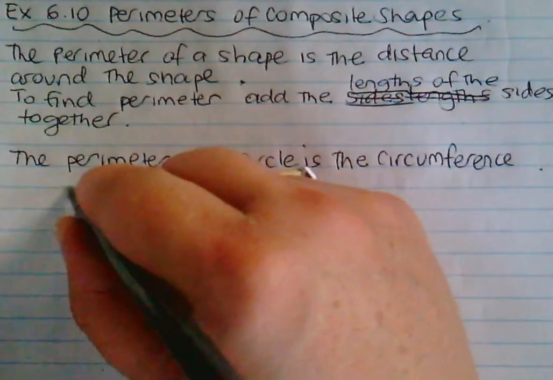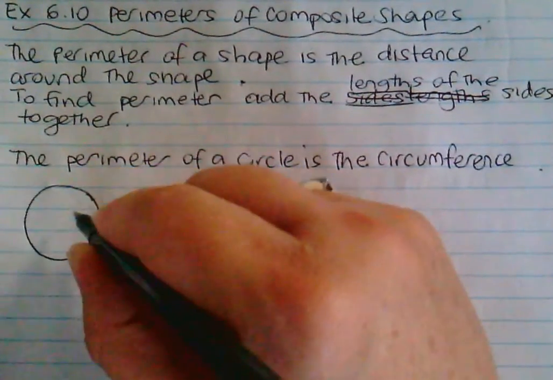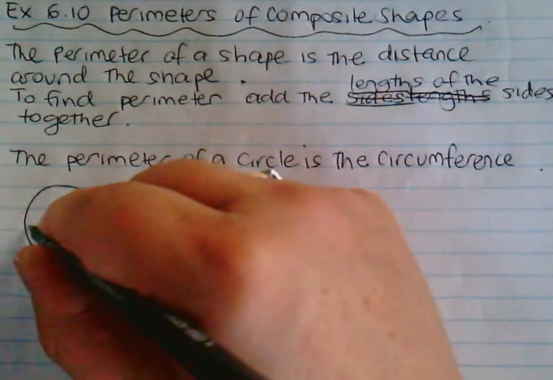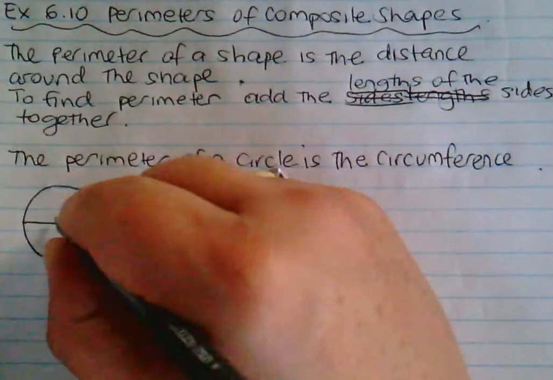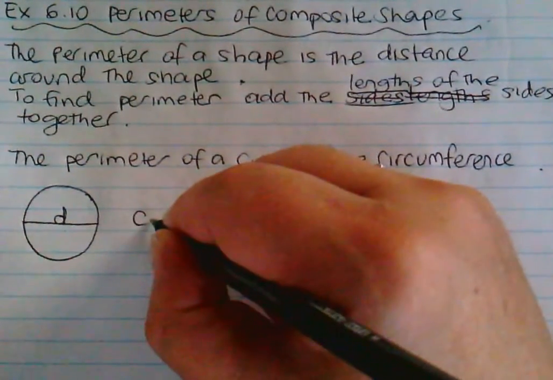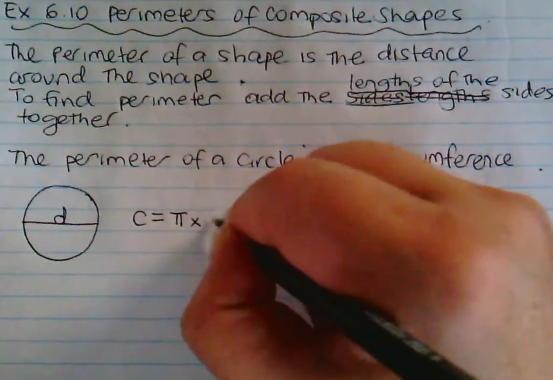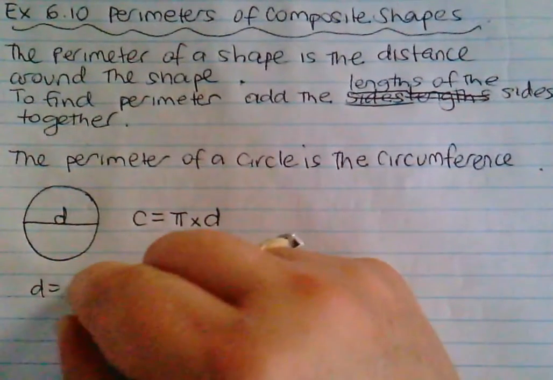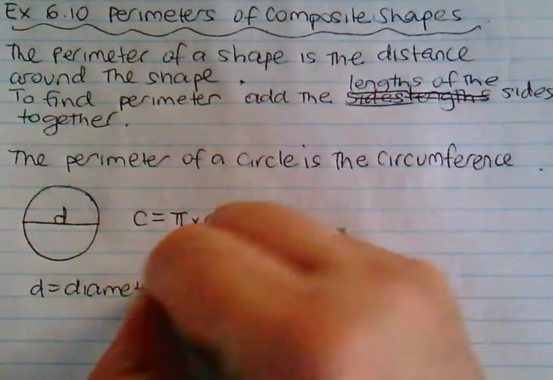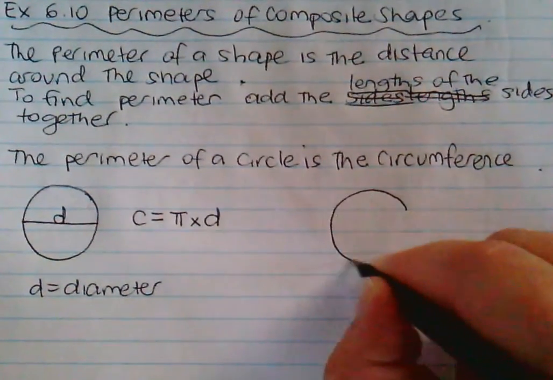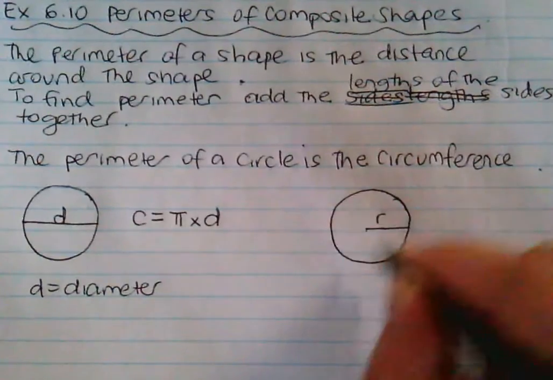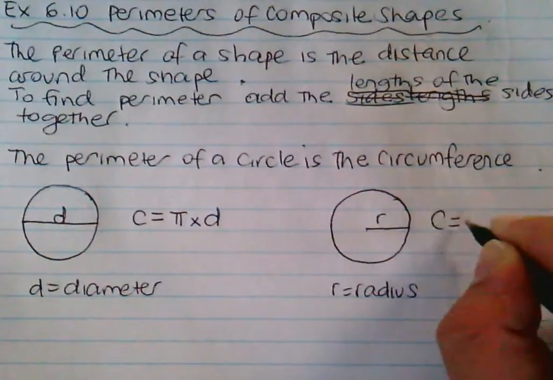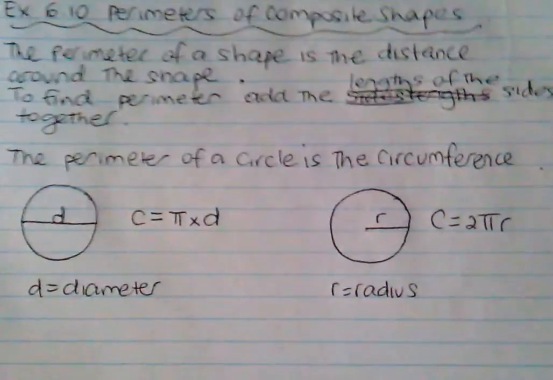And remember, you can use two formulas for circumference. I prefer just to use one, but you can use what you want. If you know the diameter, circumference equals pi times d, where d is diameter. Do you remember that? I don't like using that one, but you can if you want. Or you can use the other one: if r is the radius, circumference equals 2 pi r. Okay?